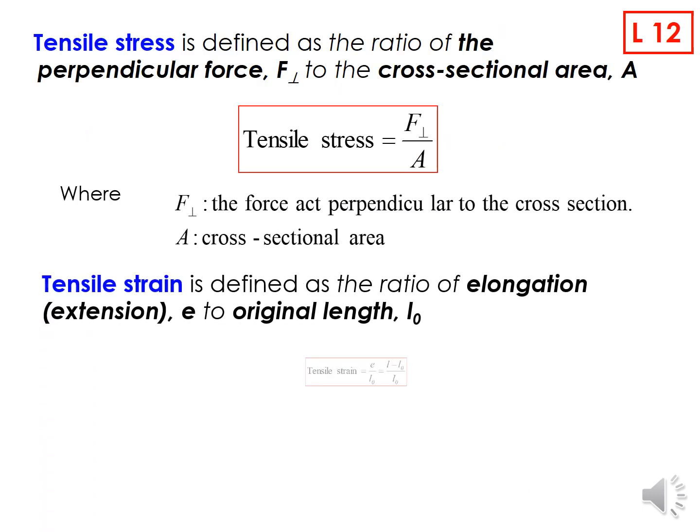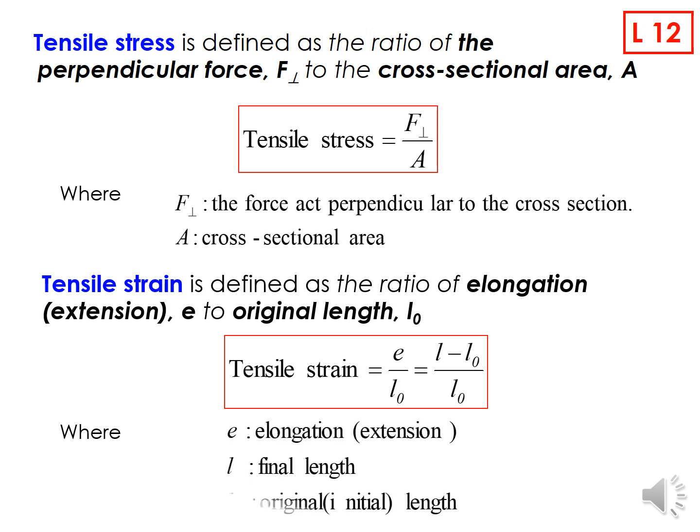Tensile stress is defined as the ratio of the perpendicular force to the cross-sectional area A, as shown in the given equation below. Whereas tensile strain is defined as the ratio of elongation, also known as extension E, to the original length L0, as shown in the given formula below.